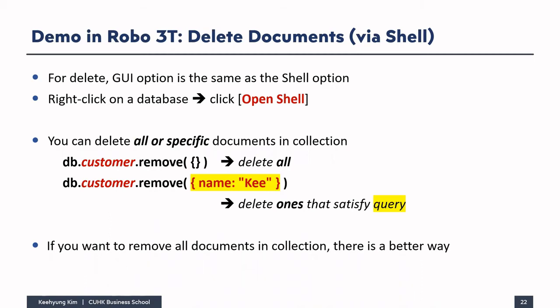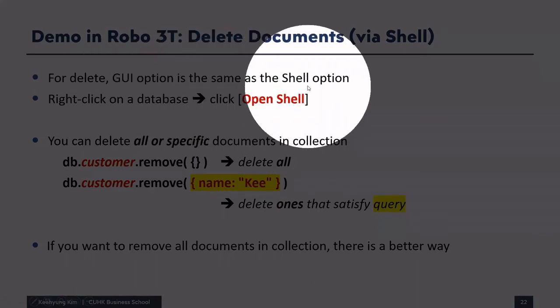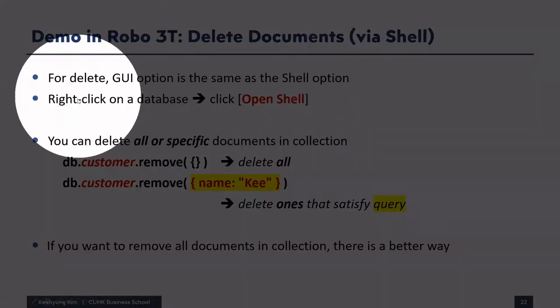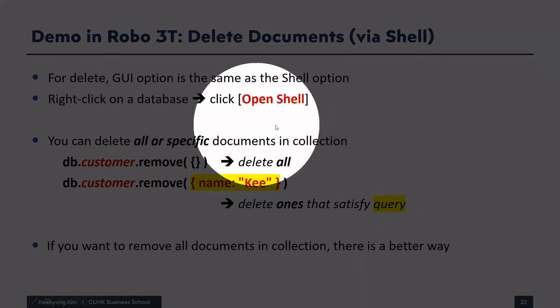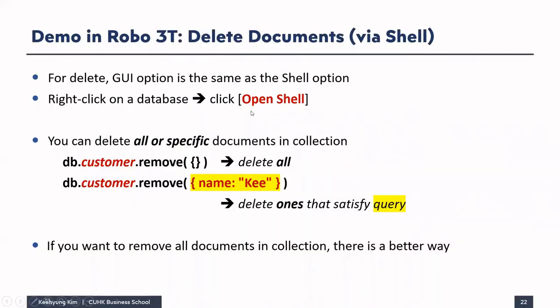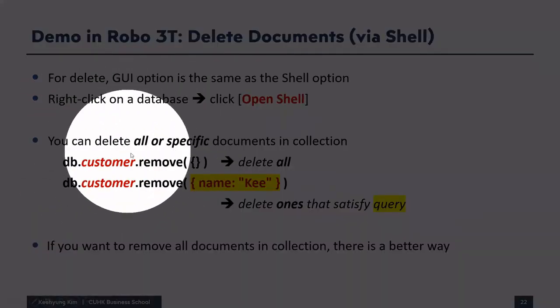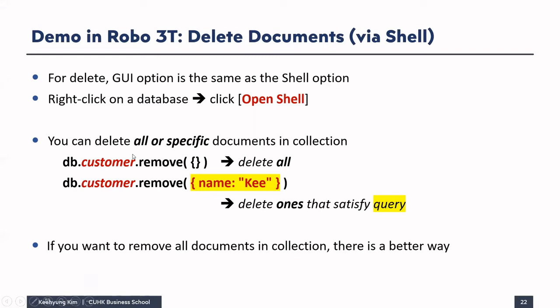Again, for delete, the GUI option is the same as the shell option because we have to specify a query, which means that we have to specify which document we want to delete. So you can just right click on a database, and you can choose the open shell to create the shell environment. And then there you can specify the code to delete all or specific documents in your collection.